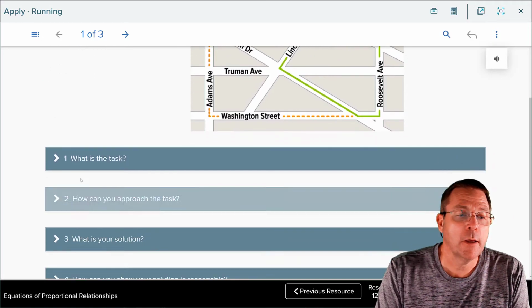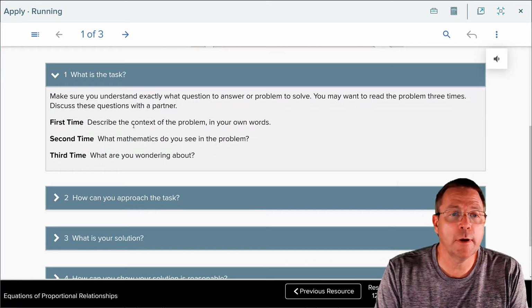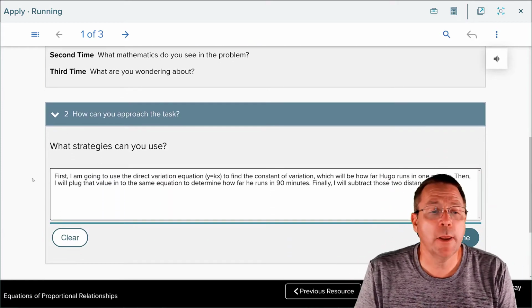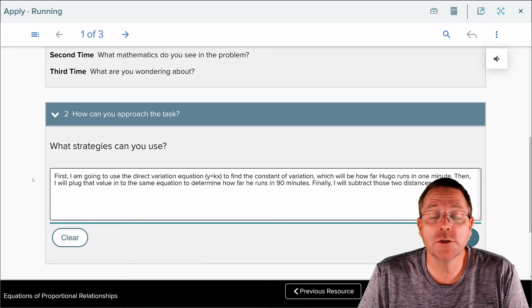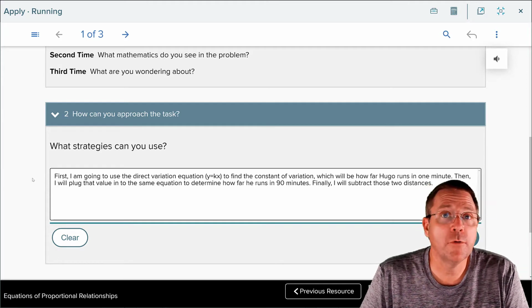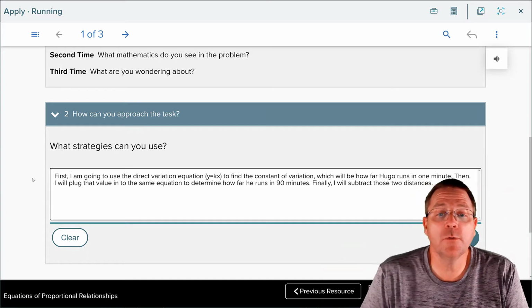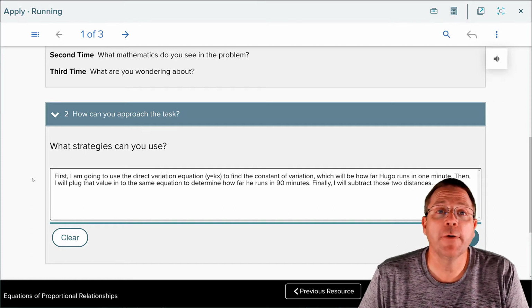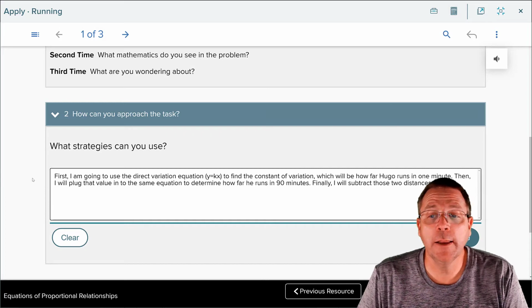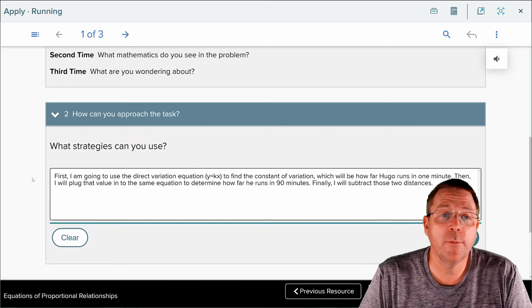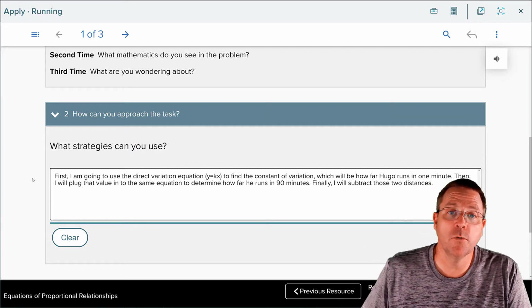So, moving down, I have gone through this part, I've read it 3 times, I've come up with everything I need to know, and then I came up with a plan to solve the problem. My plan was that first I'm going to use a direct variation equation, which is y equals kx, to find the constant of variation, which will be how far Hugo can run in 1 minute. Then I will plug that value back into that same direct variation equation and multiply it by 90 to find out how far he runs in 90 minutes. Finally, I'm going to subtract how far he ran in 25 minutes from how far he ran in 90 minutes. I'm going to find the difference of those 2 numbers, and that will be the answer to my final question. So, let's go work on that.